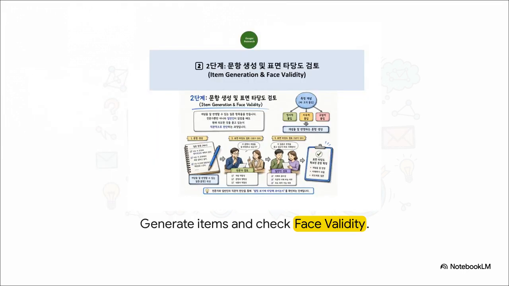Once those dimensions are mapped, we move to step 2. This is where we generate the actual survey items and instantly check their face validity. First, we ask a panel of experts, hey, does this accurately reflect the theory? And just as importantly, we ask the general public, do you actually understand what this question is asking? If it's confusing to everyday people at first glance, it gets rewritten immediately.